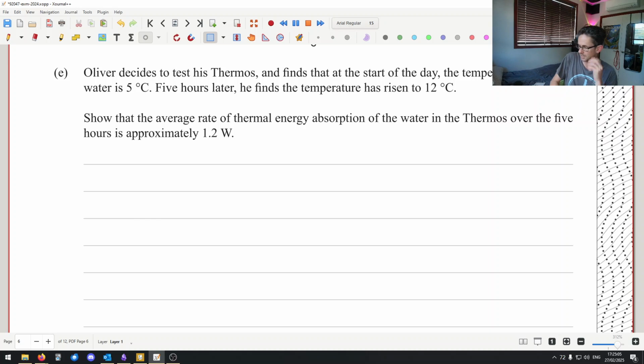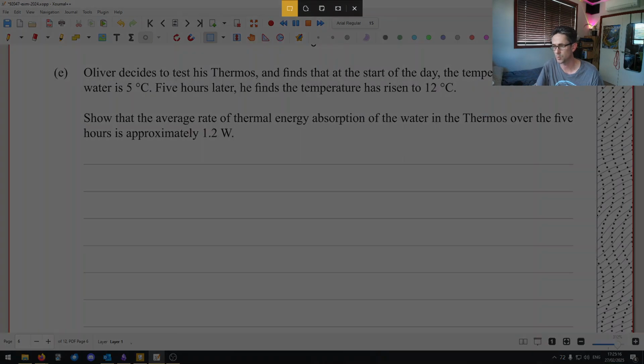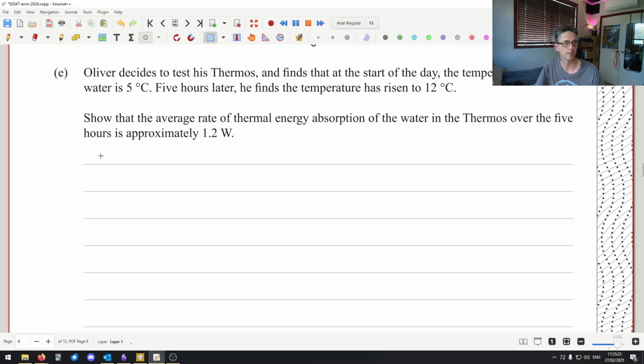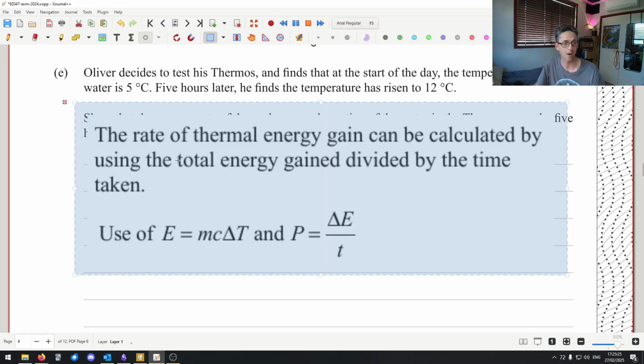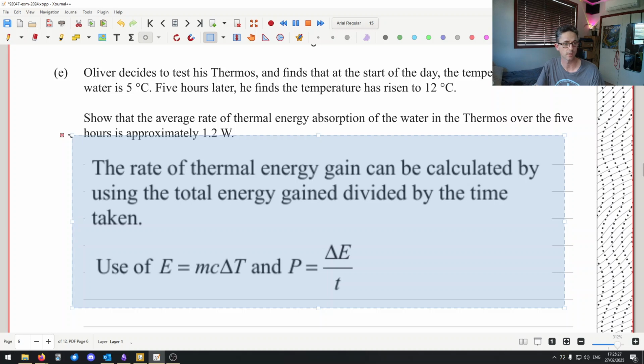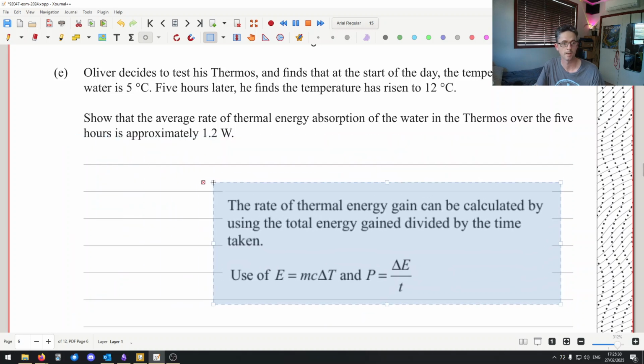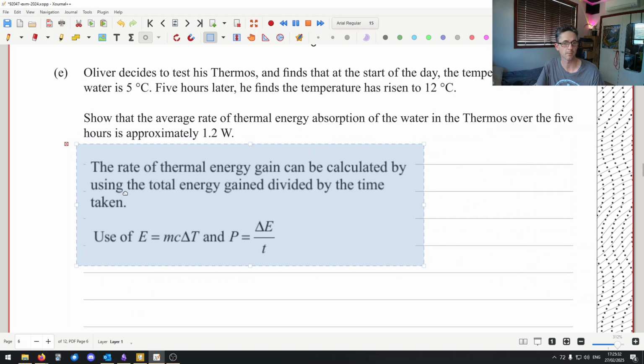And so in this case here, again, we've got an energy transfer, and in this we've got 1.2 watts, so watts is power over time. So we need to make sure that there'll be at least two equations. One of them will be calculating the energy being transferred, and then the second one will be calculating the power of that energy transfer because it's being done over time. So the rate of thermal energy can be calculated by using the total energy gained divided by the time taken.